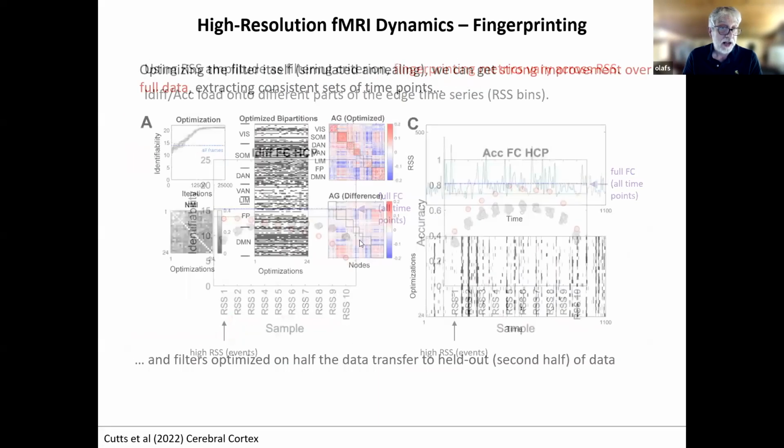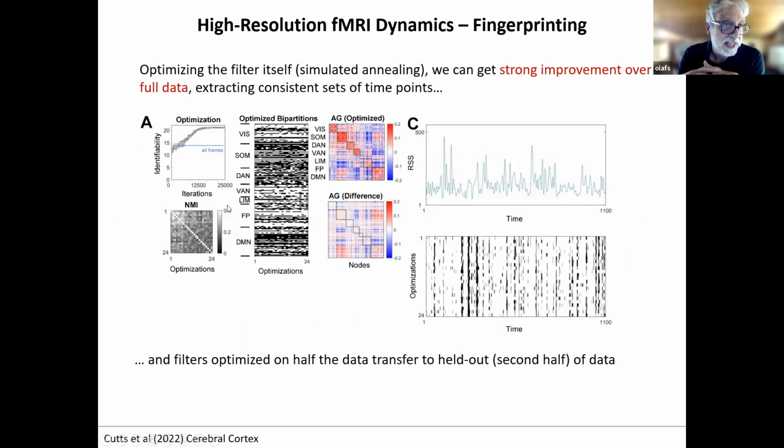And I'll cut to the optimization over here. Selecting a filtering strategy that gives us the highest fingerprinting accuracy, we can do much better than using all the data. All the data is illustrated here by a stippled line. 10% of the data can give us a much, much better fingerprinting signature.